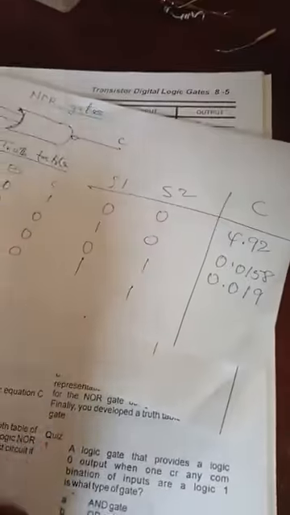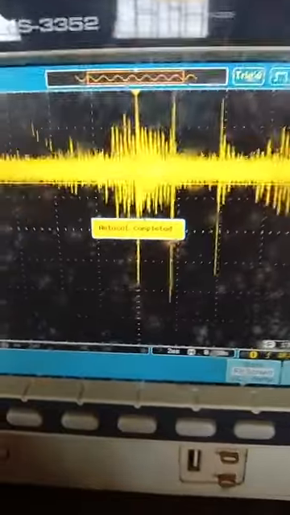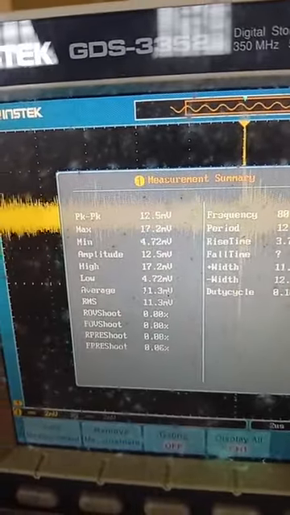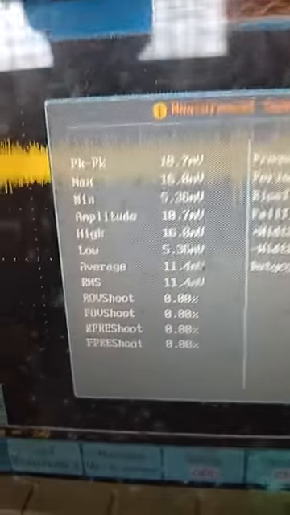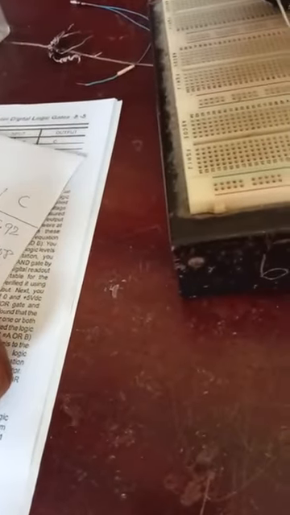Now we have switch 1 at 1 and switch 2 at 1. Let both of them be at 1. Let's set our oscilloscope back and see what the value will be. We have 16.0 millivolts. That's 0.016 volts. Have you seen it now?